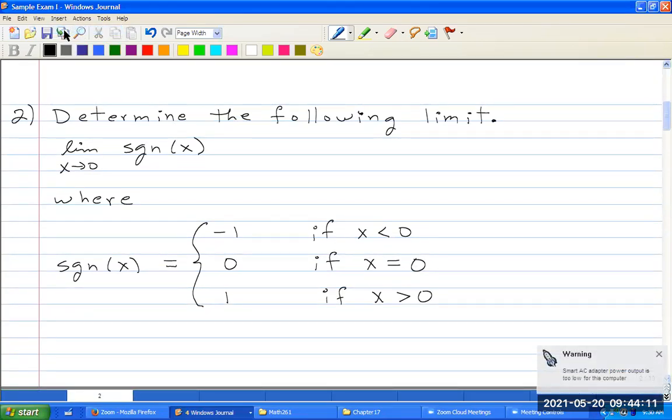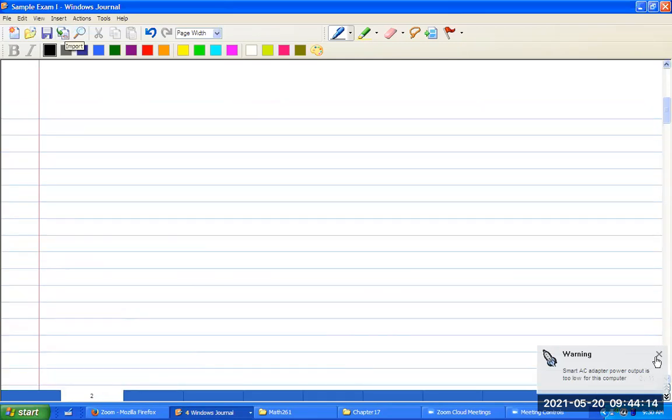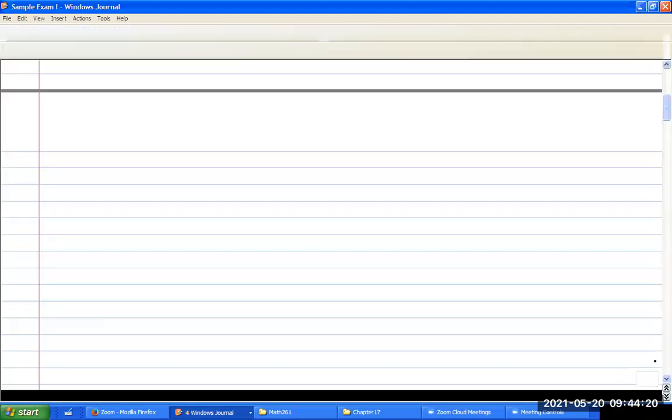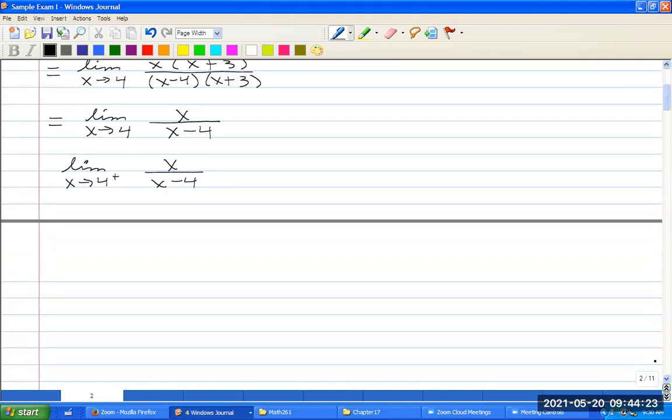Okay, so, well, as x approaches 4, the numerator is positive. The denominator goes to 0, but it's positive. So positive over positive is positive. Something bounded divided by something going to 0 goes to infinity. And so this goes to positive infinity.